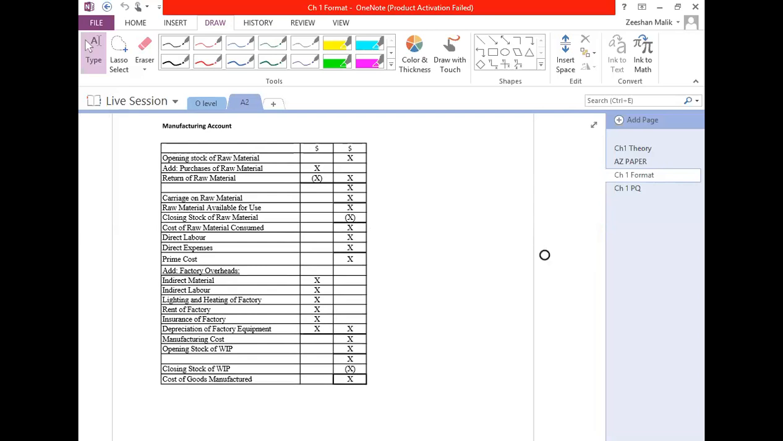where we have to consider only and only production relevant costs and expenses. Material, labor, overheads, expenses, direct, indirect.